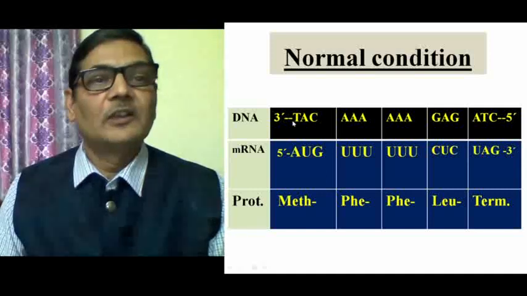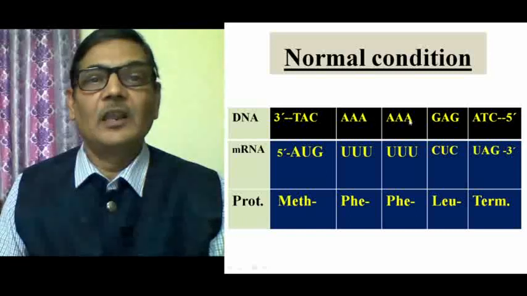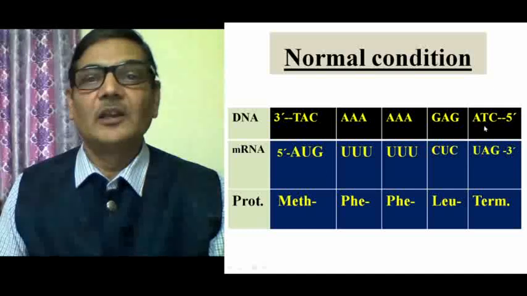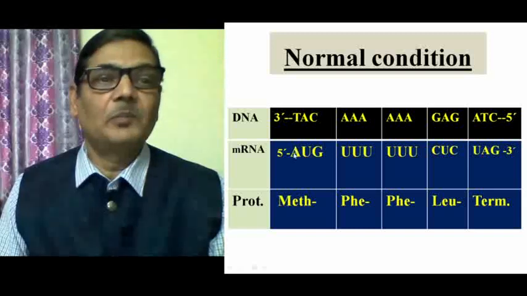DNA sequence, the sequence is T, actually DNA is double stranded structure, but I am showing the template strand, which is starting from a 3' end. So it is TAC, AAA, AAA, GAG and ATC. Suppose a small segment of DNA is being shown, and that too single stranded DNA, and this one is a template one. From this DNA template strand, the mRNA is synthesized. So this mRNA is being represented as 5' and AUG, because T will encode, its complementary base will be A.